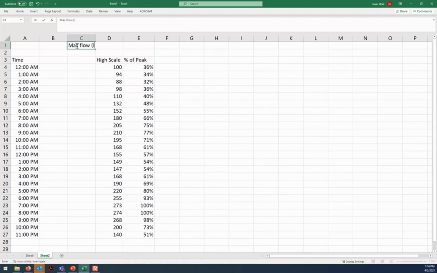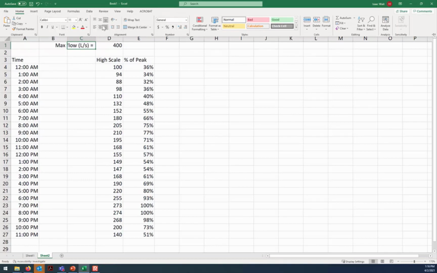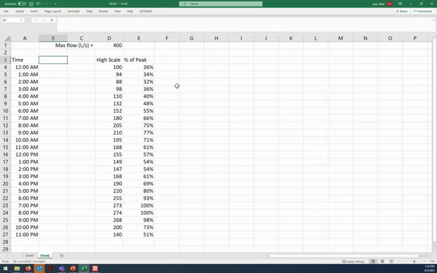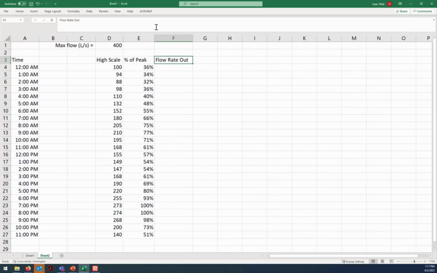All right, so up here I'm going to say max flow in liters per second is 400. And let me just, okay. So if that is the maximum outflow, then next to this I'm going to have my flow rate out, and this is going to be in terms of liters per second as well.